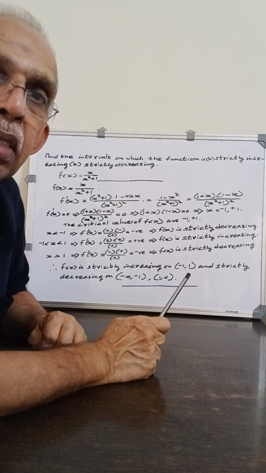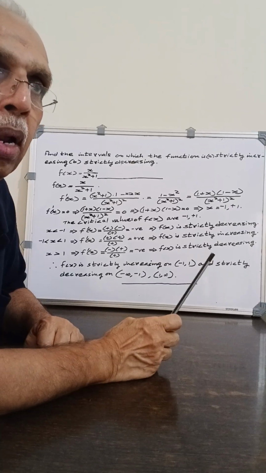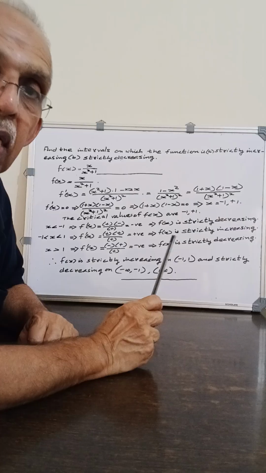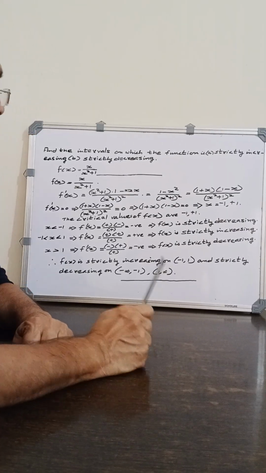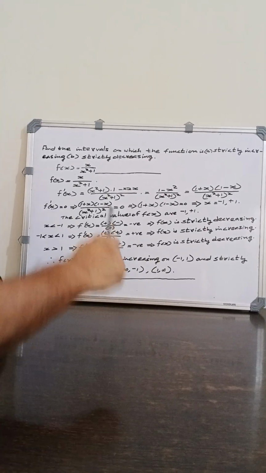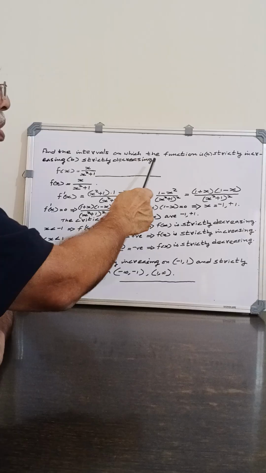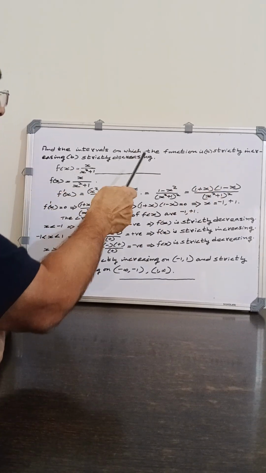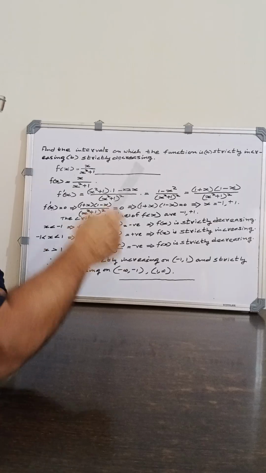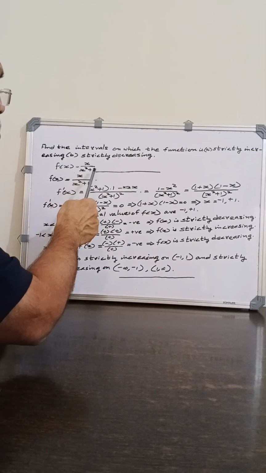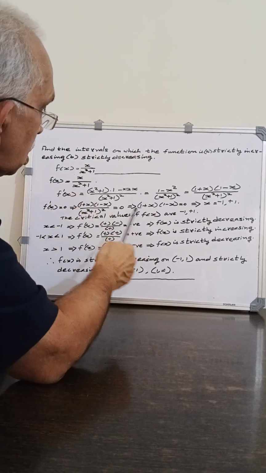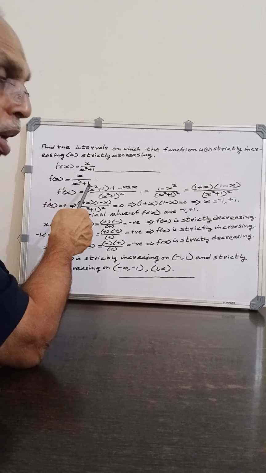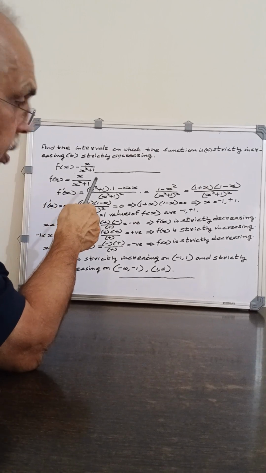Now we are discussing the differentiation of 12th standard, finding the intervals of the given function. Find the intervals on which the function is strictly increasing or strictly decreasing. f of x equals x by x squared plus 1. That is, f of x equals x by x squared plus 1 is the given function.